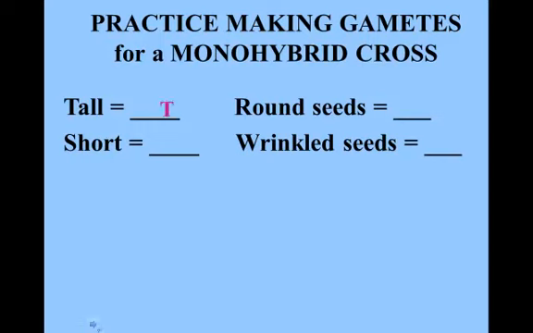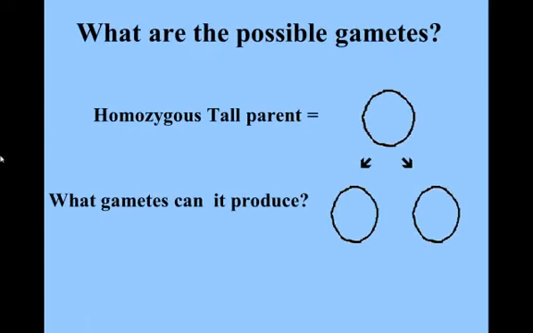We're going to use big T to stand for tall and little t for short. And we're going to use big R to stand for round seeds, smooth on the surface. And little r is recessive. Wrinkly seeds are recessive to smooth round seeds. Okay? So we're going to use those letters, and we're going to make some parent gametes. And you've got to remember, there are clue words to help you do that.